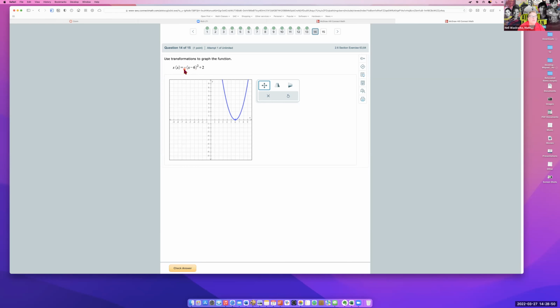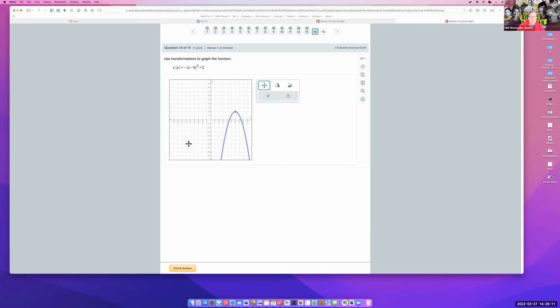The next thing I want to do is reflect. So this negative is on the outside of the parentheses. That means it's a vertical reflection. And I'm going to use the reflecting across the x-axis tool. Finally, I'm going to do the vertical translation. That means we're going to add 2.